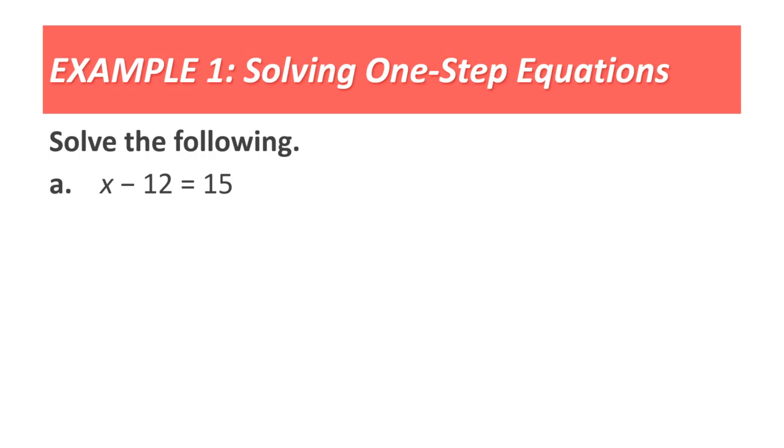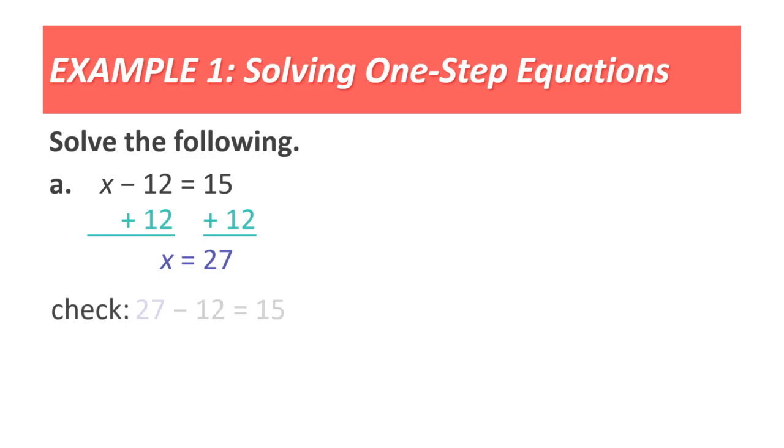What's happening? X is being subtracted by 12. So what do I do? I undo by the opposite, by adding 12 to both sides. There's my answer. Now you should check. You put the 27 back in the original equation. Is 27 minus 12 equal to 15? Yep.